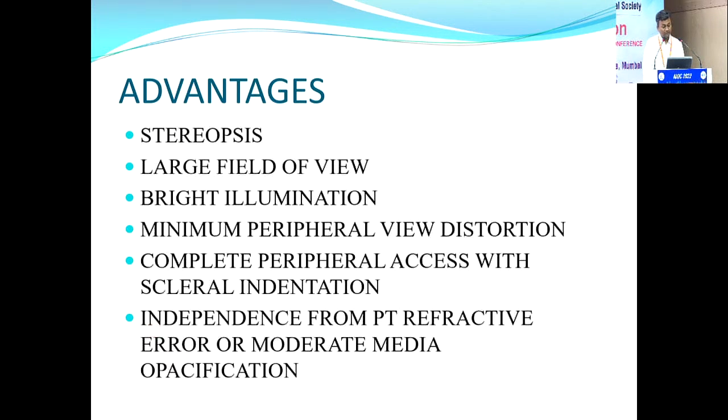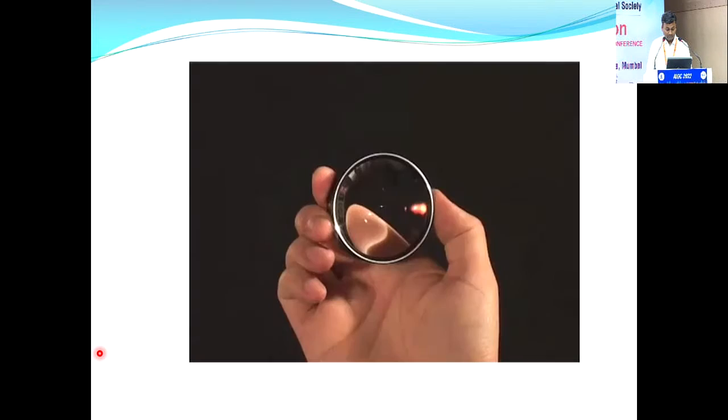The advantages of the indirect ophthalmoscope: it gives stereopsis. The field of view is larger as compared to the 90D or 78D biomicroscopy. The illumination is bright, and there is minimum peripheral view distortion if you do it properly. We can have a complete eye examination with the help of scleral indentation. And it's independent of patient refractive error or moderate media opacification.